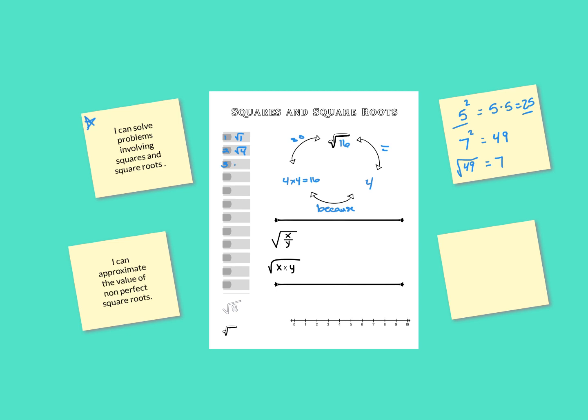3 times 3 is 9, so square root of 9 must be 3. We already did 4. That's the square root of 16. We already did 5. Square root of 25 would be 5. And I can continue down this list. 6 is the answer to square root of 36 because 6 times 6 is 36. And I'm just going to continue down the list, squaring each number, and then finding the square root backwards.